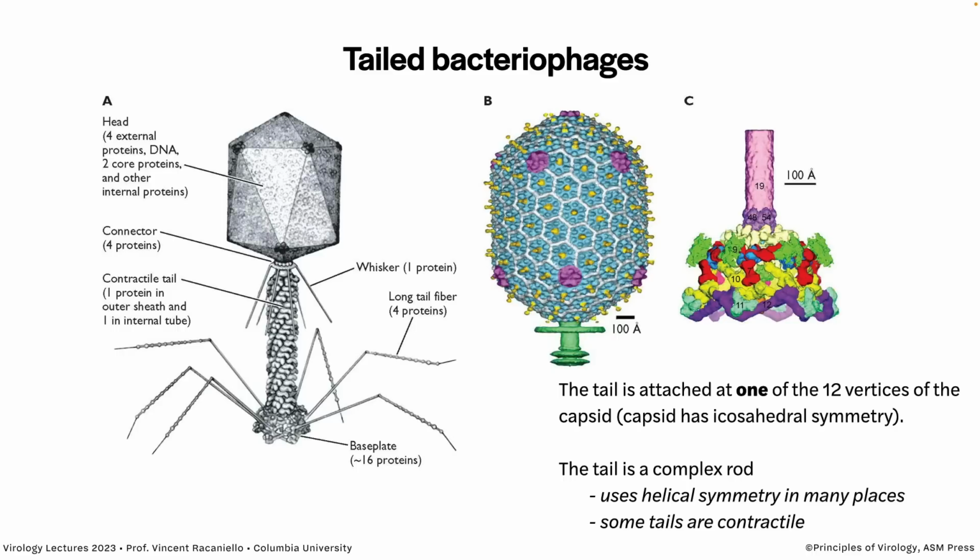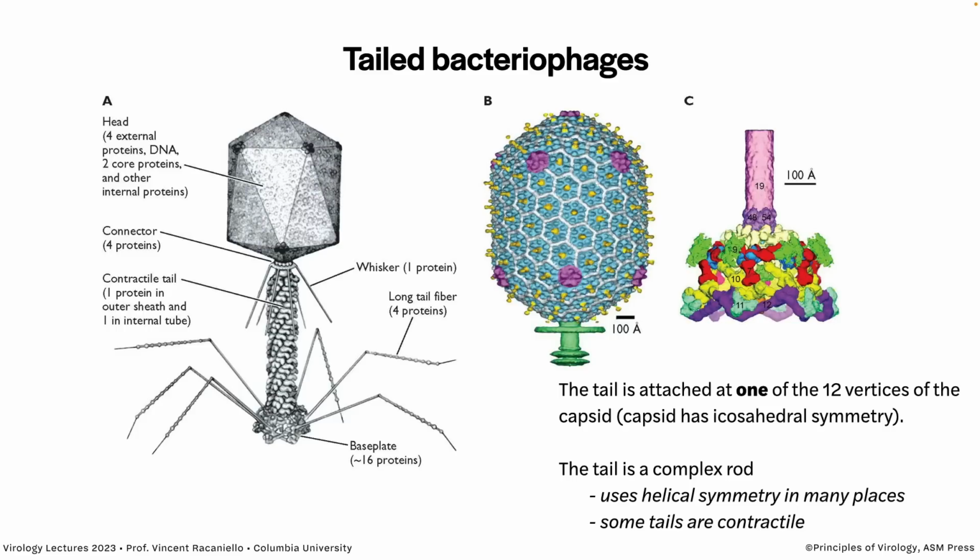So here's the base plate in close-up here in panel C. You can see it's made up of a lot of different proteins. That's the tail fiber there. And for many of these viruses, when the virus attaches to the bacterium, the tail fiber actually contracts and shoots the DNA through from the head into the cell.